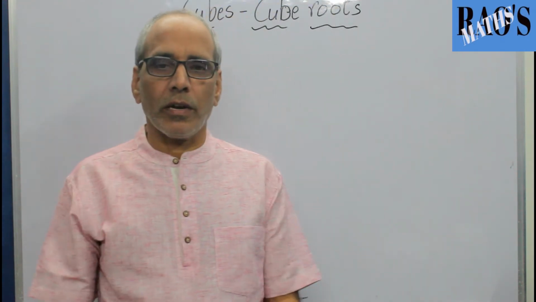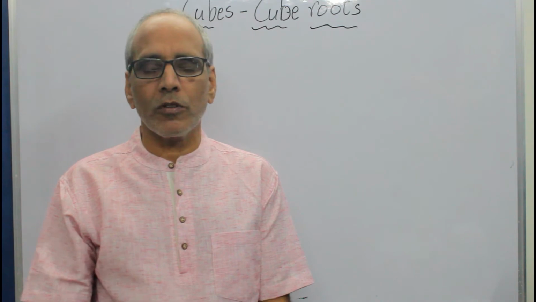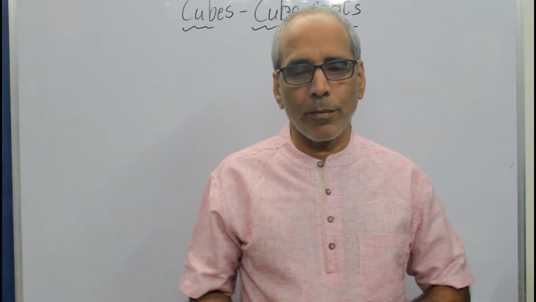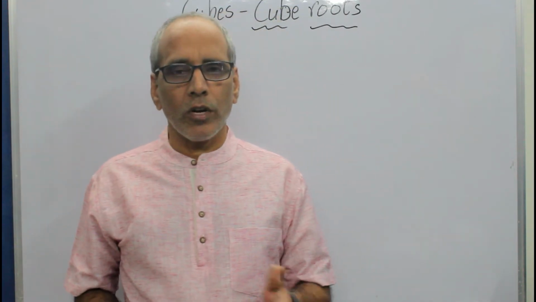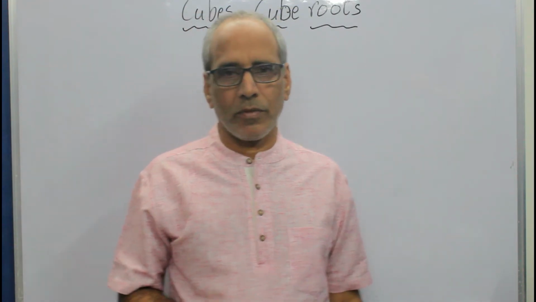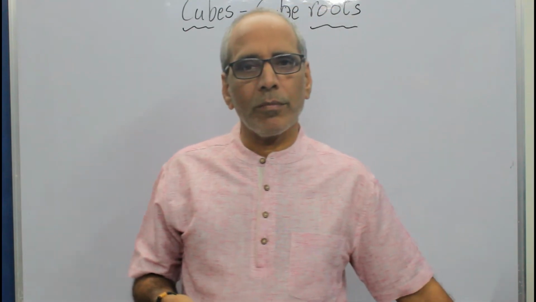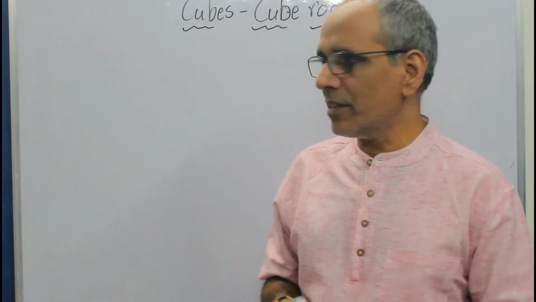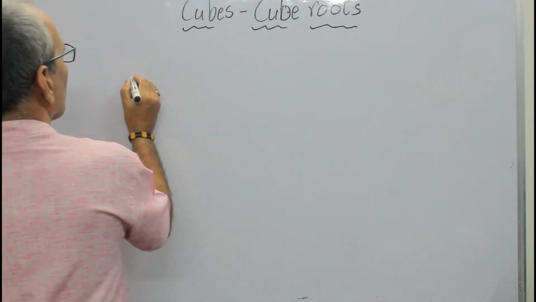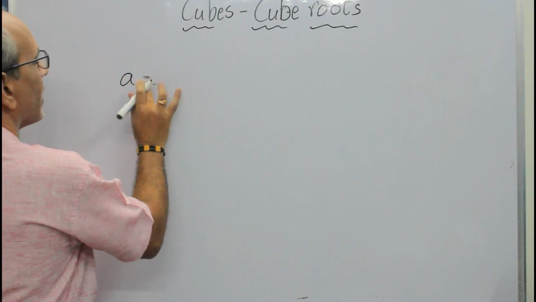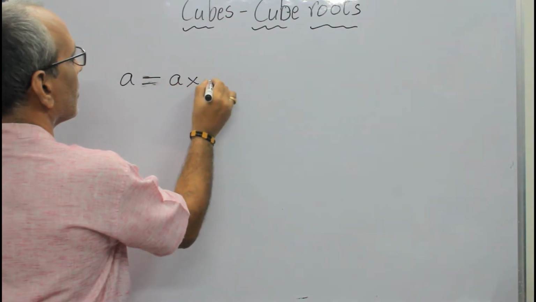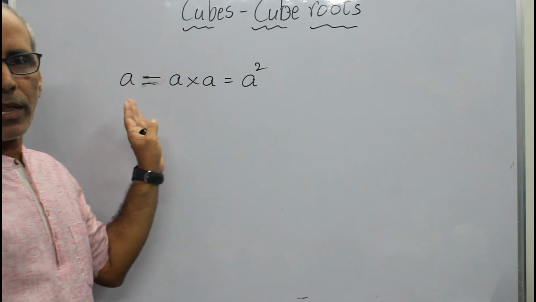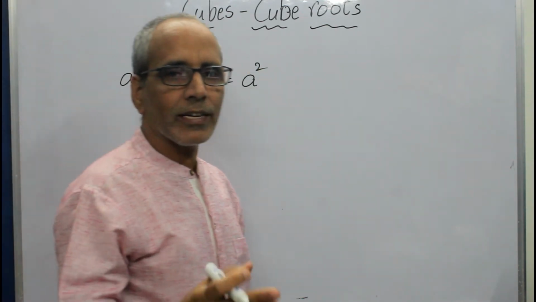Today we start cubes and cube roots for class 8. We have just completed the square root chapter, and we know how we get the square of a number. A square of a number is obtained by multiplying the number by itself twice. That means if a number is a, multiplied by itself, we get its square. So when a number is raised to the power 2, we get its square.